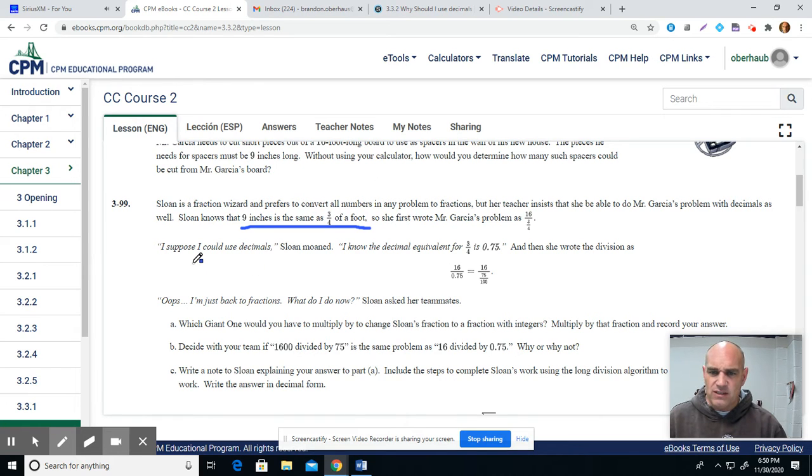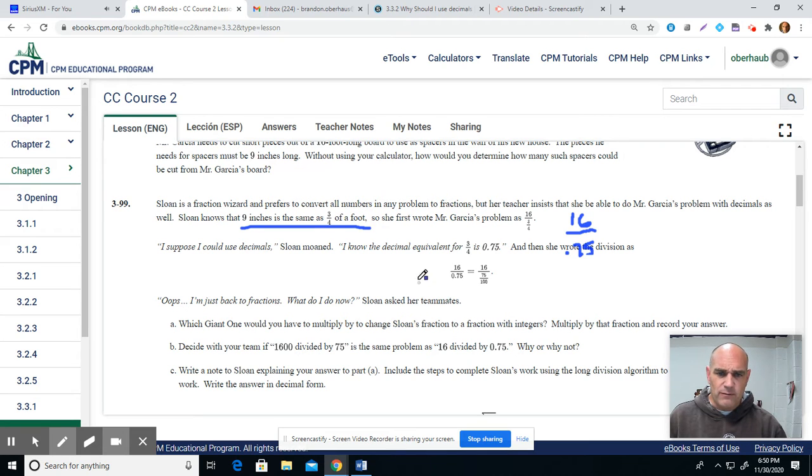I suppose I could use decimals, Sloan mode, but I know the decimal equivalent for 3/4 is 0.75. So she then wrote the division as this. Now, giving myself a little bit of room, she writes it as 16 over 0.75, because 0.75 is the same thing as 3/4. All right, so now we've got decimals in our fraction.